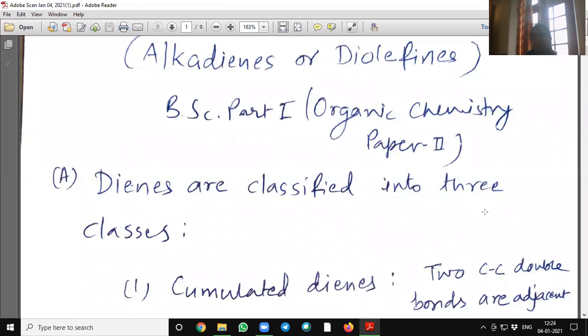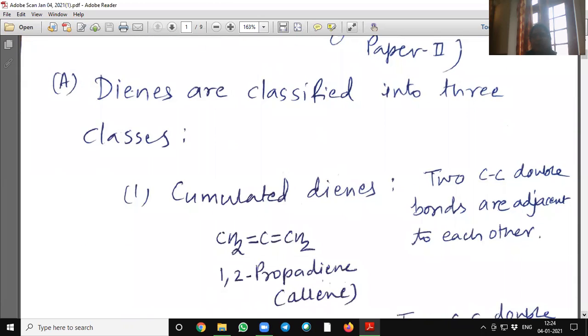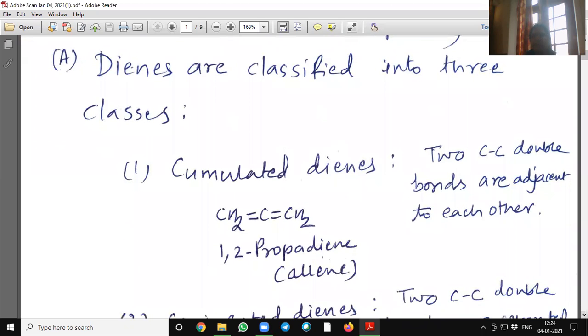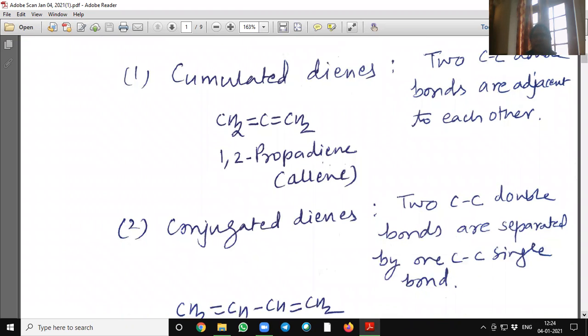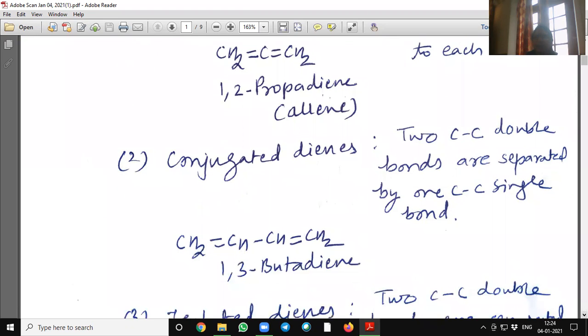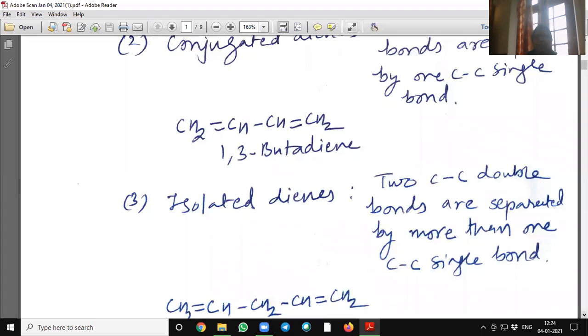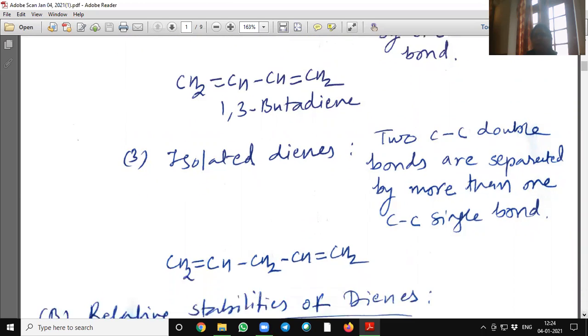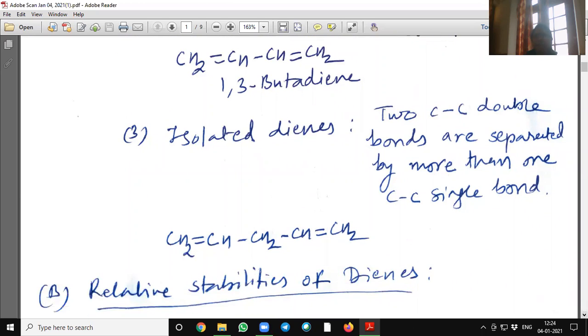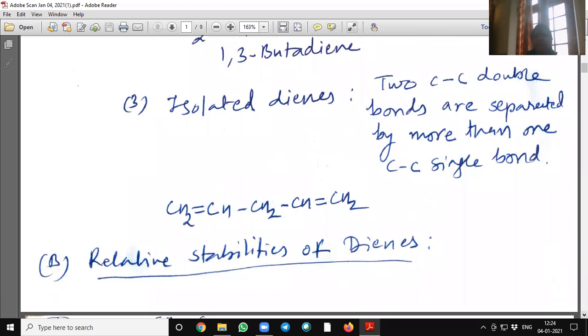Dienes are classified into three classes. Cumulated dienes, that is, having two double bonds adjacent to each other. For example, 1,2-propadiene, also referred to as allene. Conjugated dienes, where two carbon-carbon double bonds are separated by one carbon-carbon single bond. For example, 1,3-butadiene. Isolated dienes, where two carbon-carbon double bonds are separated by more than one carbon-carbon single bond. For example, 1,4-pentadiene.